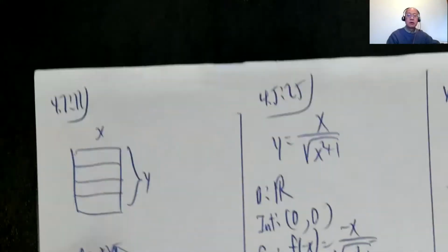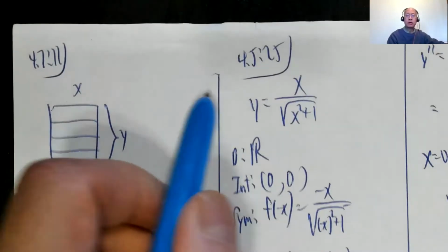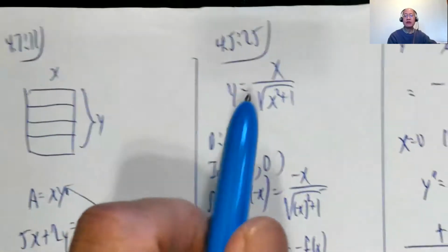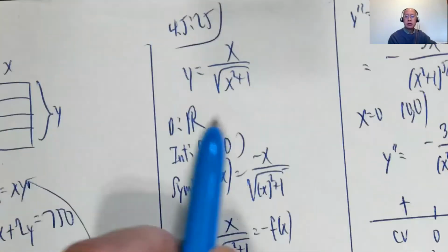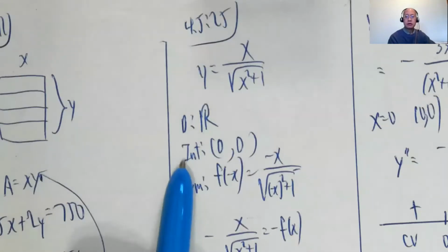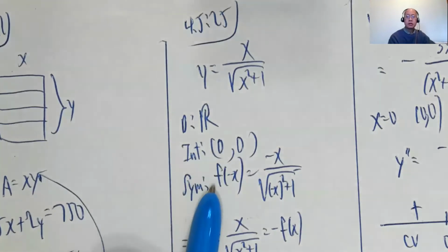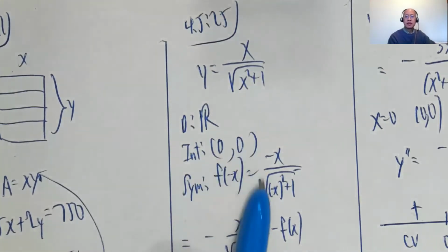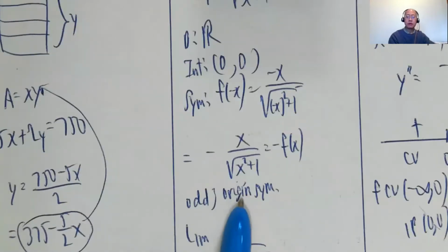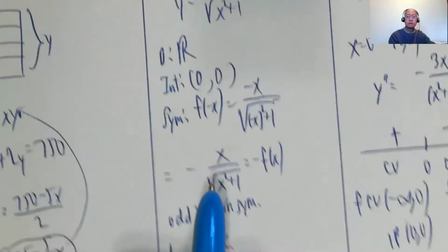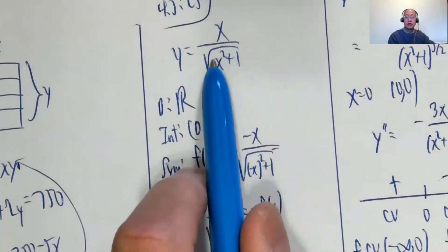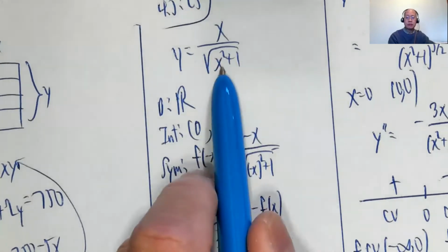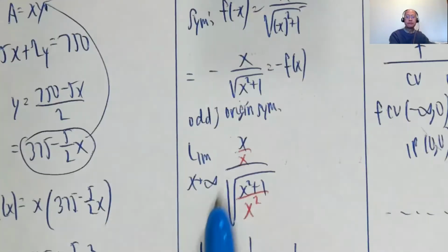Now just going back, so I'm going back and doing 4.5, number 25, y equals this thing. The domain is all real numbers, intercept is the origin. Symmetry, f of negative x is the opposite of the original, so we have origin symmetry. In case you're wondering, the denominator cannot be 0. This is always positive, so we're never going to be dividing by 0.